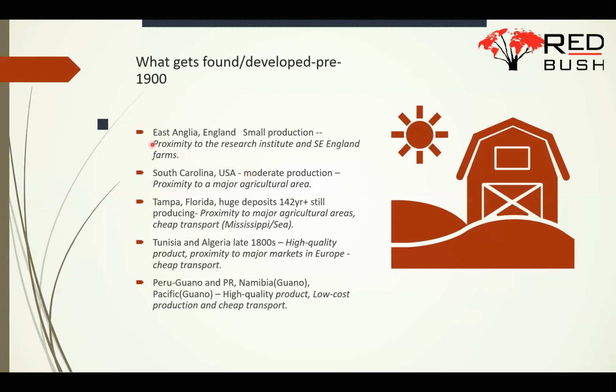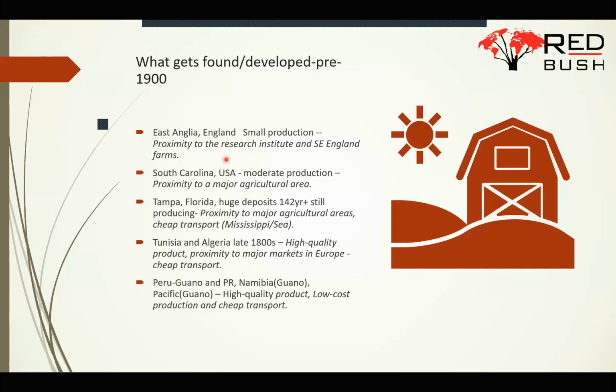East Anglia is the first commercial phosphate mine, believe it or not. It's a small production, but the main reason for this is proximity to the Rothamsted Research Institute, and it's also nearby the Southeast England farms, so they have a market. It's tiny. The production is probably a few thousand tons at most. In South Carolina, again, phosphates are discovered. It's a reasonably moderate production. I think it just closed recently. Again, proximity to a major agricultural area.